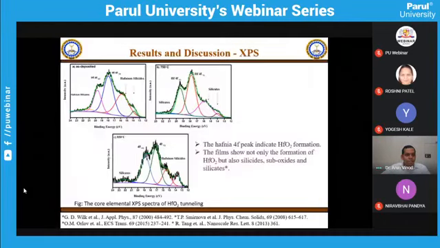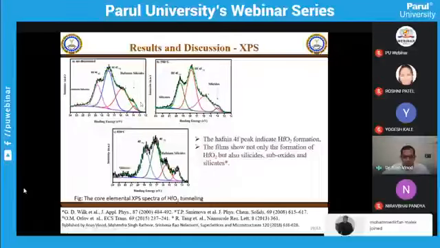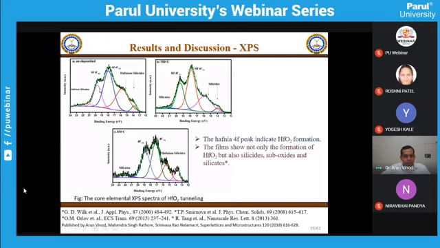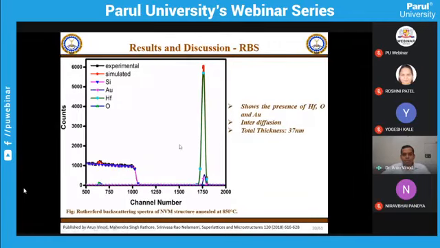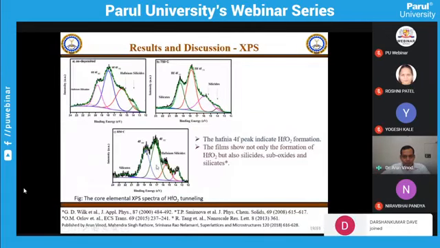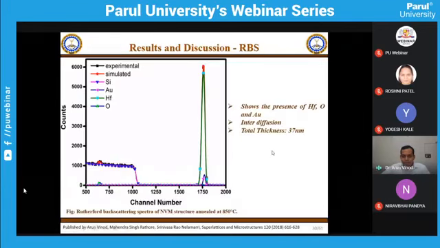In the case of hafnium oxide, we have seen the formation of hafnium silicates and silicates. The XPS results were also confirmed through RBS, which shows the presence of hafnium, oxygen, and gold. It also shows an interdiffusion, just like in the case of the hafnium oxide tunneling and blocking layers, which we expected. Here also the total thickness is estimated to be around 37 nanometers.